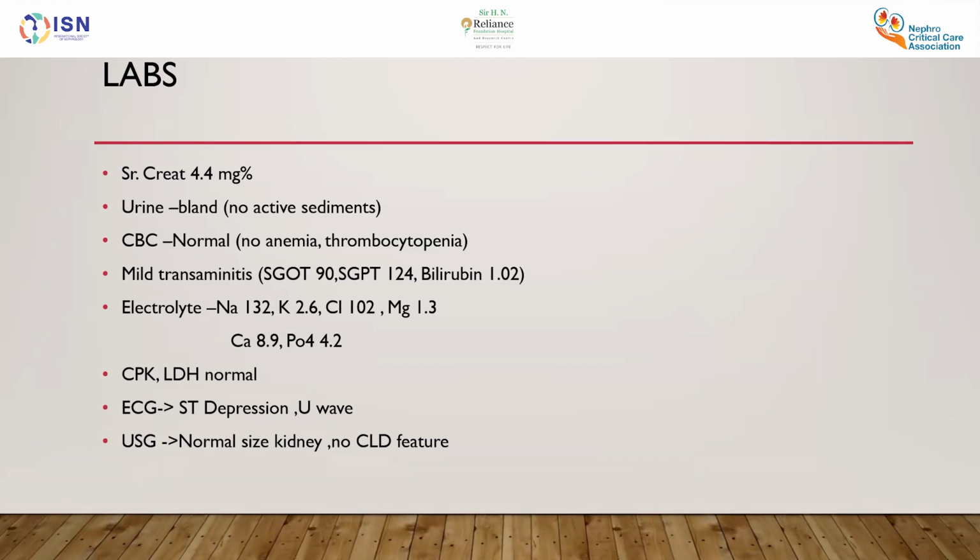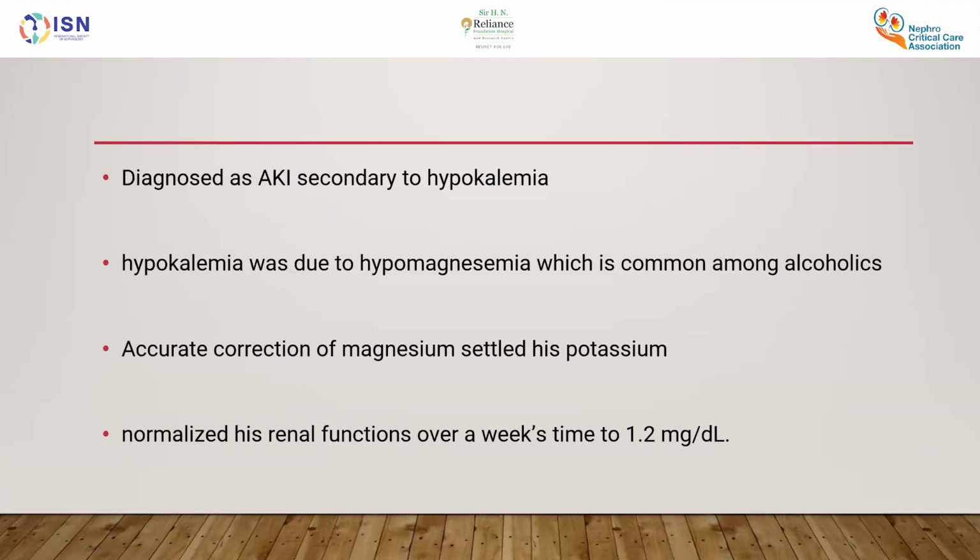So ABG was essentially normal. Here, the diagnosis of AKI was secondary to hypokalemia. This hypokalemia was secondary to hypomagnesemia because the patient being alcoholic, intake was poor. Though the patient was not malnourished, intake was poor. So there was hypomagnesemia and hypokalemia. So that has led to AKI. There was correction of this magnesium and potassium, and over 2 to 3 weeks, even the renal function came down to 1.2 mg per dl.